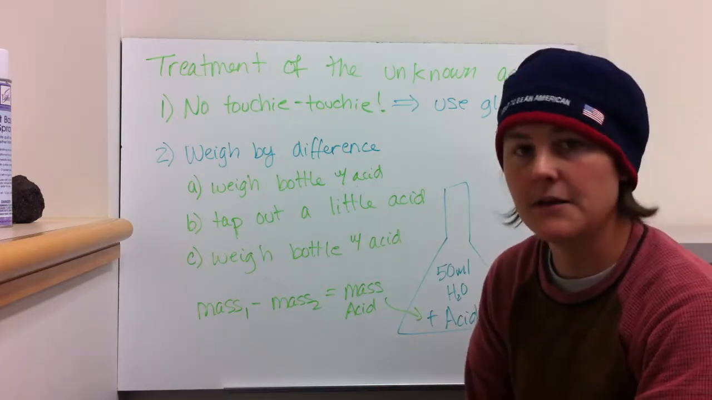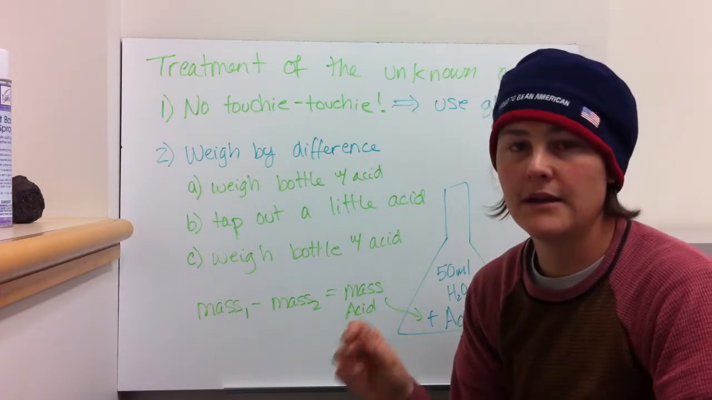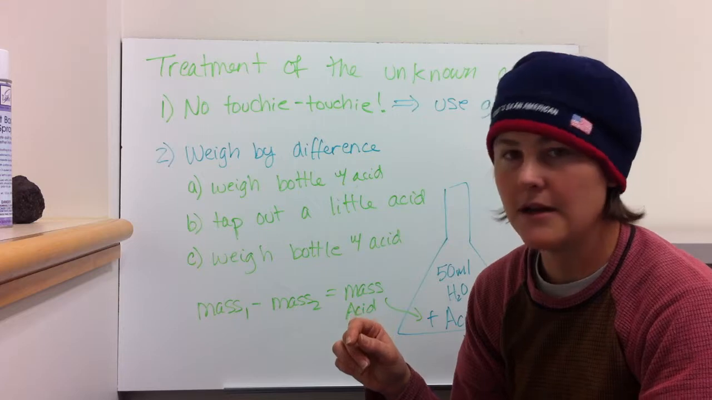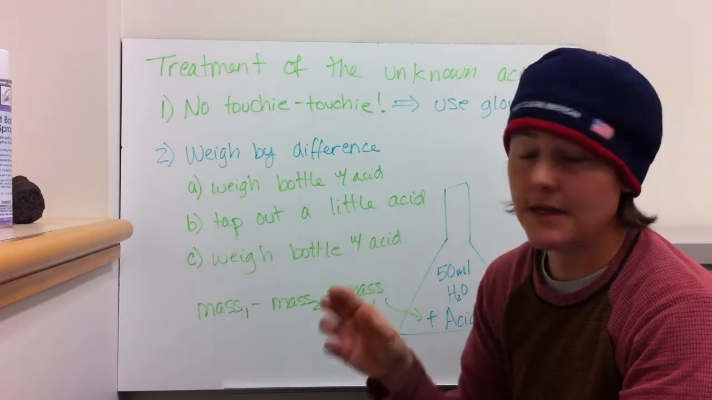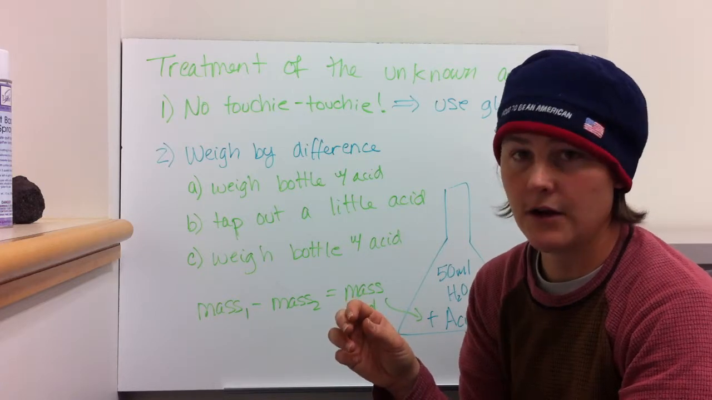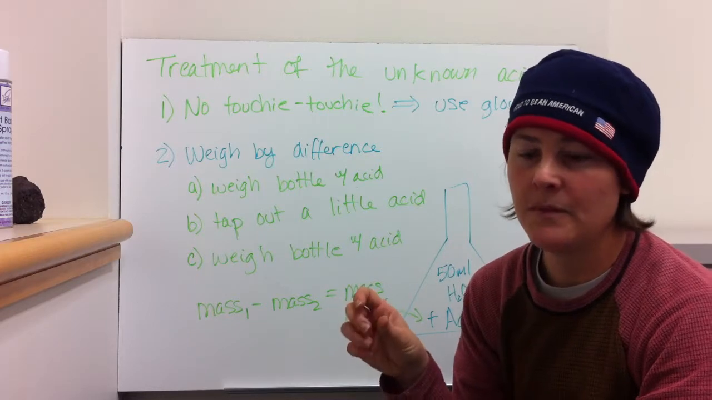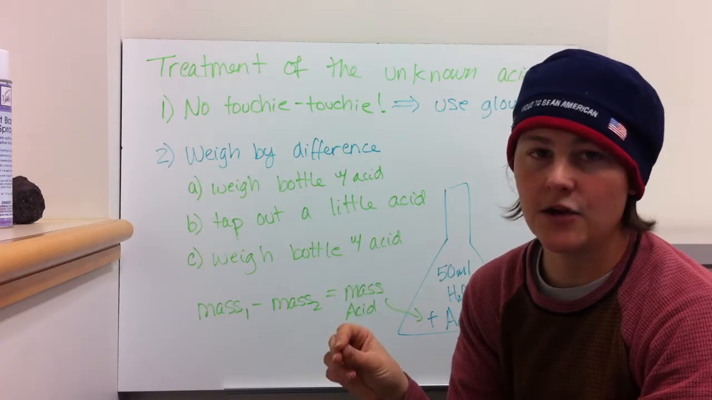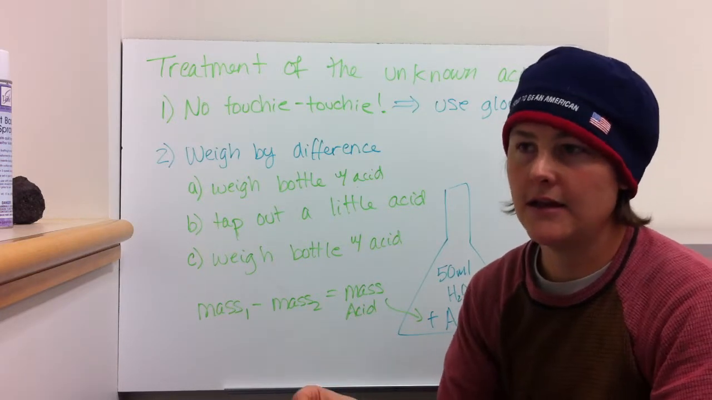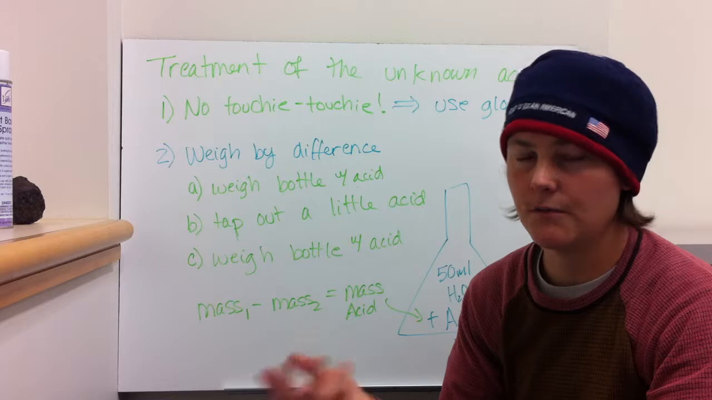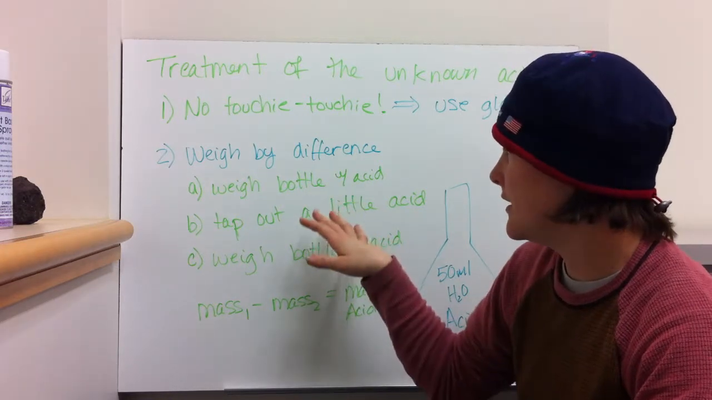Let's talk for just a second about the treatment of your unknown acid. So no touchy-touchy. You're going to be weighing by difference, which we're going to talk about in a minute. But when you're weighing by difference, it's really important that you use gloves to handle the vial of your unknown acid, because if you weigh it and then you touch it a bunch with your bare hands that may have hand cream or oil or whatever on it, and then you keep weighing it again, you might be changing the weight, especially because we're dealing with relatively small changes in the mass of the bottle.